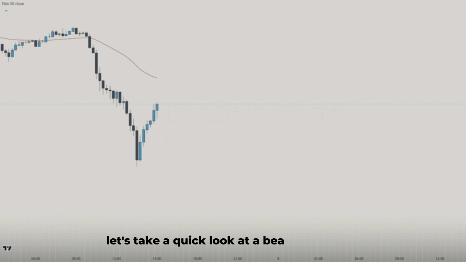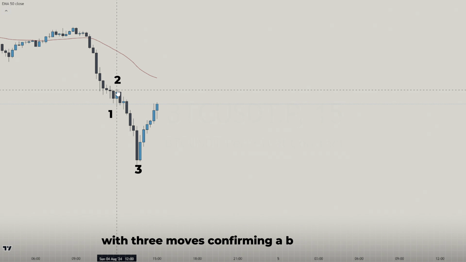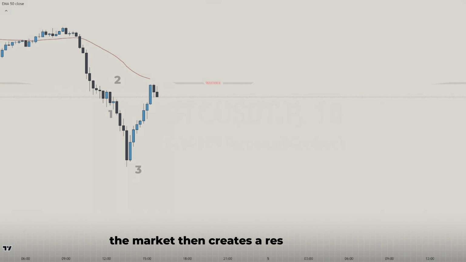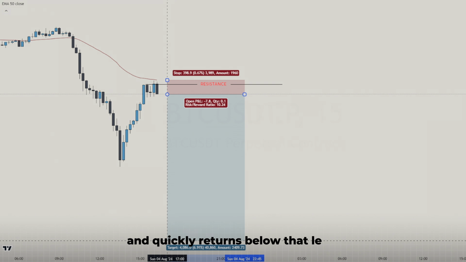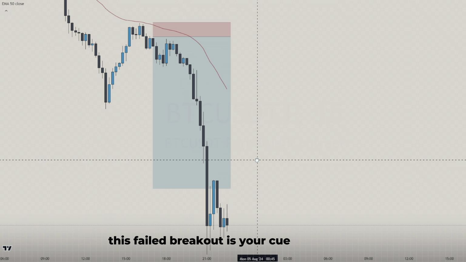Let's take a quick look at a bearish example. On a 15-minute chart, you see the price breaks below the 50 EMA with 3 moves, confirming a bearish trend. The market then creates a resistance level, breaks it to grab liquidity, and quickly returns below that level. This failed breakout is your cue to go short.